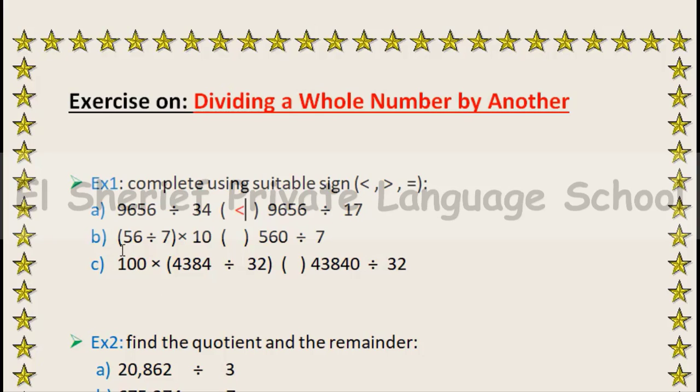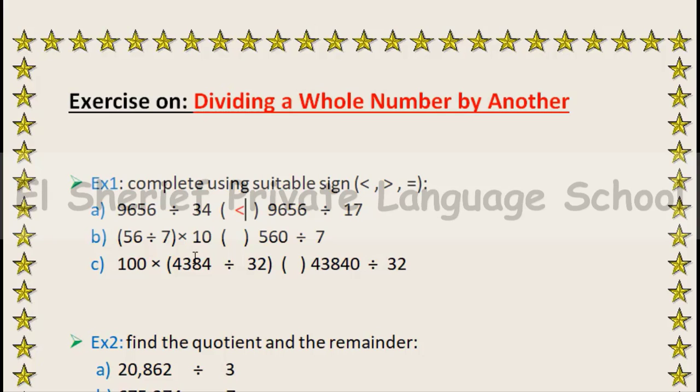Letter B. 56 divided by 7 in the bracket times 10, and 560 divided by 7. The first way: 10 times the dividend, 10 times 56. Okay, 10 times 56, we will get 560 divided by 7.